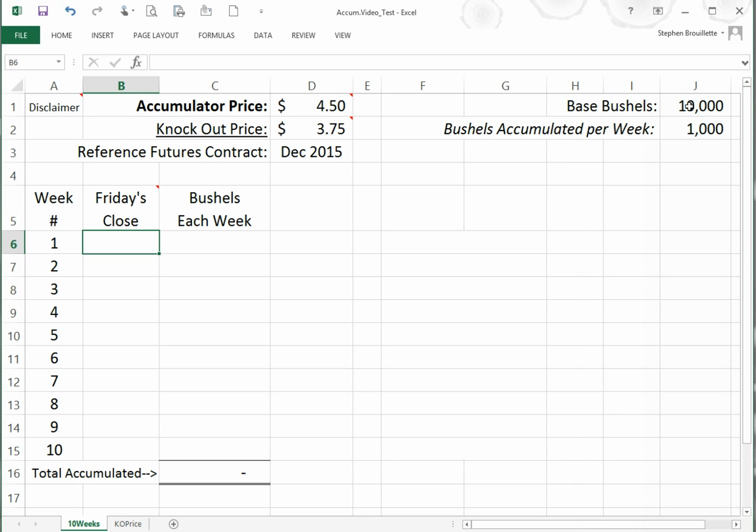In this situation, the base bushels are 10,000 bushel. You can see over here we're going to do it for 10 weeks. So if there's 10,000 bushel in the base bushels, that could be divided by 10. That would be 1,000 bushel. I do always say this up front, even though it says base bushels 10,000, if the market activity is as such, those base bushels could turn into 20,000 bushel.